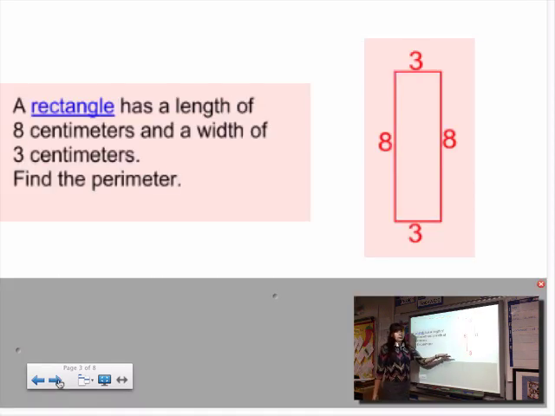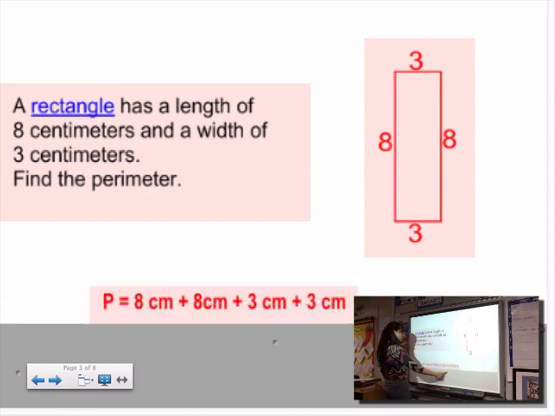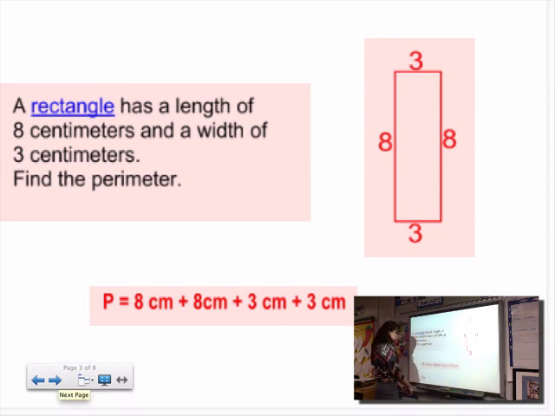In this example, we're looking at a rectangle that has a length of 8 centimeters and a width of 3 centimeters. How would we find the perimeter of this object? Well, if I remind myself that perimeter is the outside distance all the way around this rectangle, I could then use the information given to us to think that the perimeter in this example would be 8 centimeters plus 8 centimeters plus 3 centimeters plus 3 centimeters.